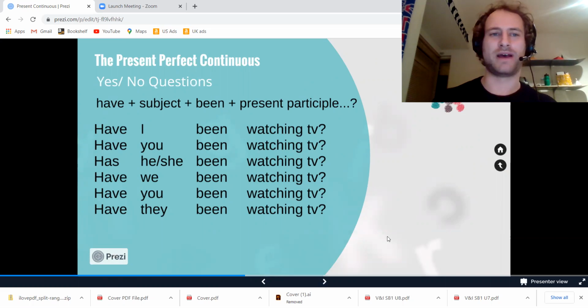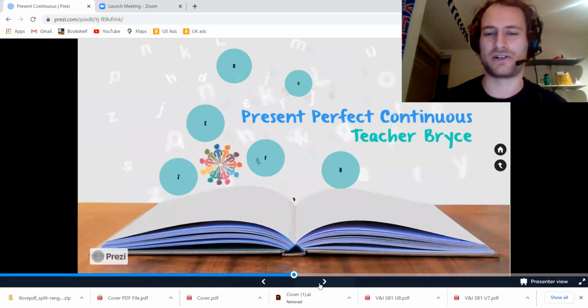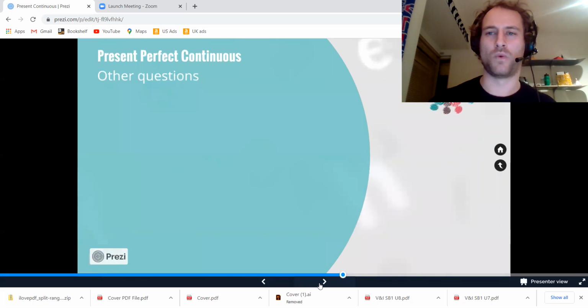continuous. Just remember have and has first, plus the subject, plus been, plus the present participle of the verb. Moving on, we want to start looking at other styles of questions. Not all questions will just be yes and no questions. We also look at question words like who, what, where, when, why, and how.